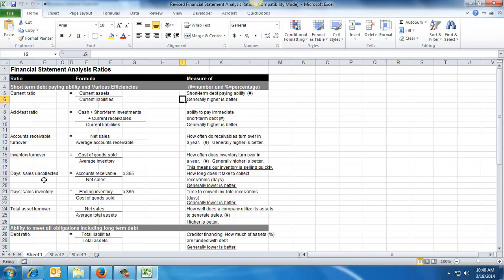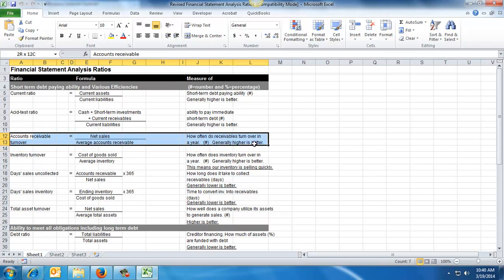Another common ratio is our accounts receivable turnover. And what this measures is how often do our receivables turn over in a year. So we measure this as our net sales divided by our average accounts receivable. Now remember, anytime you see average anything, you take the beginning of year balance plus the end of year balance and divide by 2. So we would do that for accounts receivable in this case.